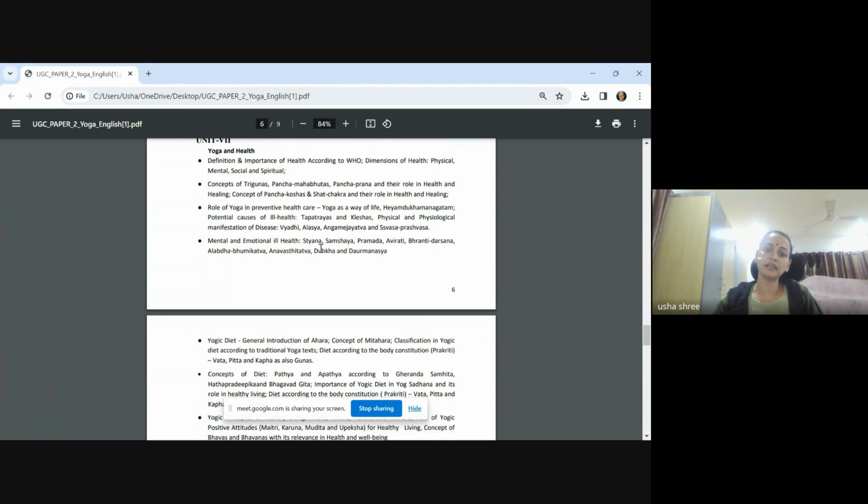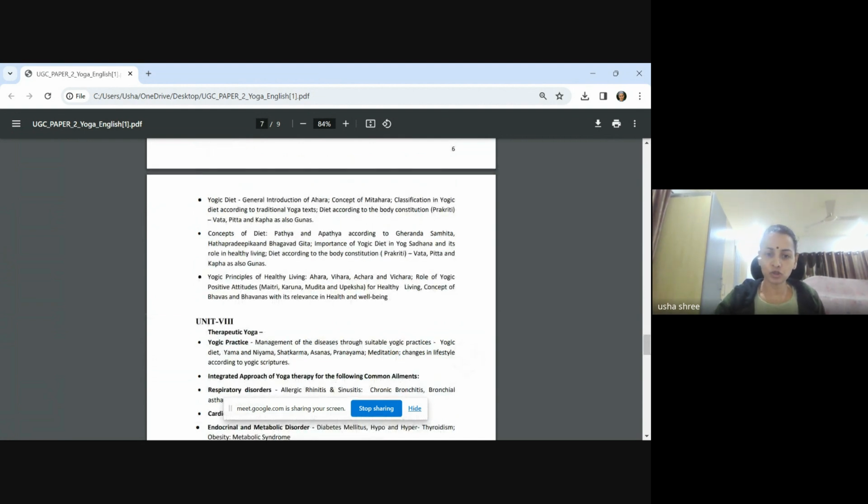Mental and emotional ill health, which is Dhyana, Samshaya, Pramada, Avirati, Bhranti Darshana, Alabdha, Bhumikatva, Anavastitatva, Dukkha, Daurmanasya. Again, if you're thorough with the Yoga Sutras and certain topics given in the Yoga Vashishta and Hatha Yogic texts, you will be able to attempt these questions very easily.